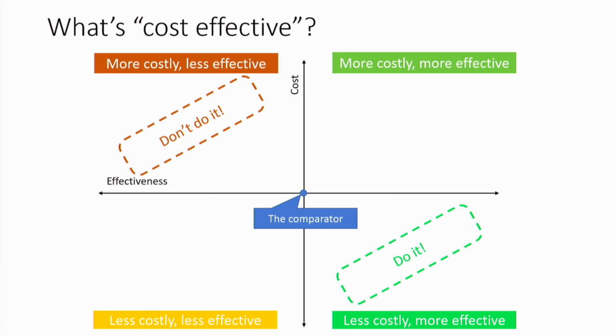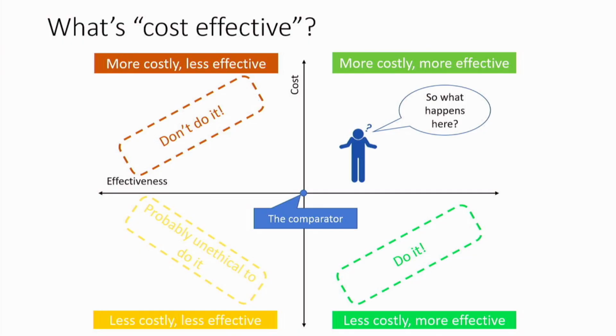If you have something, and this is relevant this year in particular, that is less effective but also less costly, it's hard to see in this color, but basically there is a debate about whether or not you should do it. You're saving money, but you're also wasting lives or whatever it is. That is always open for debate. But almost always we find ourselves in this quadrant where things are more costly, but also more effective, and now we have to make a decision.